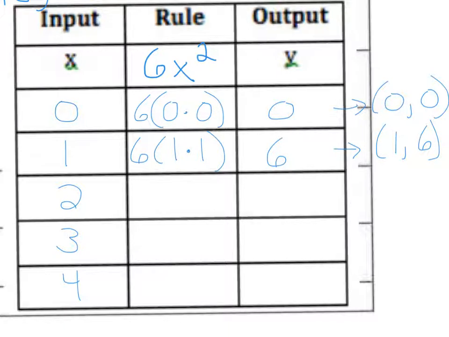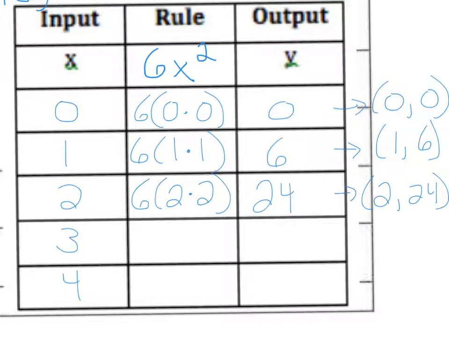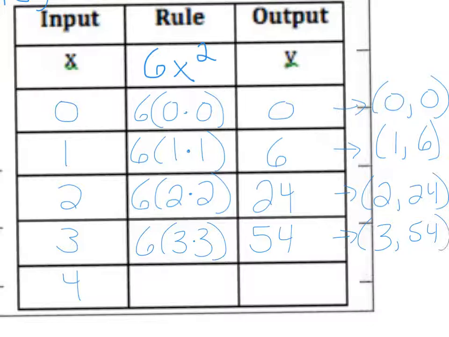Now I'm going to put in 2 for x, so I would do 2 to the second power. So 2 multiplied by 2, which is 4, and 4 multiplied by 6, which is 24. So when I put in 2 for x, I got out 24 for y. Now we're going to put 3 in for x, so we would have 3 to the second power, or 3 multiplied by 3, which is 9, and 9 multiplied by 6, which is 54. So when I put in 3 for x, I got out 54 for y.